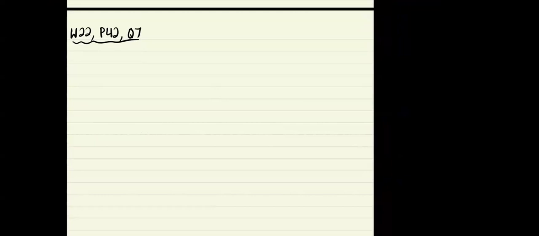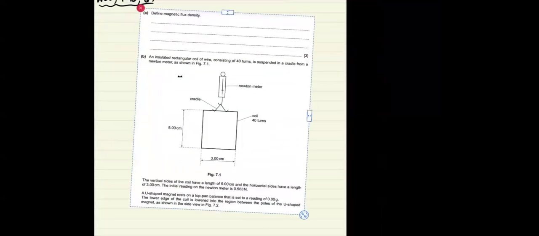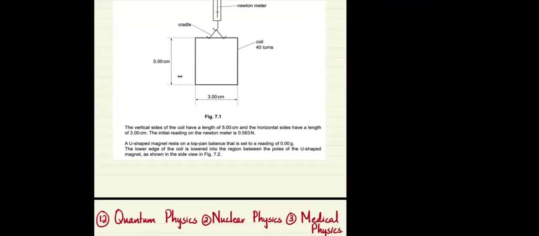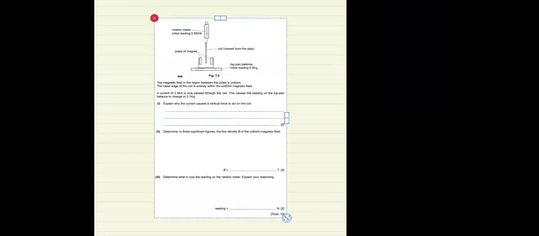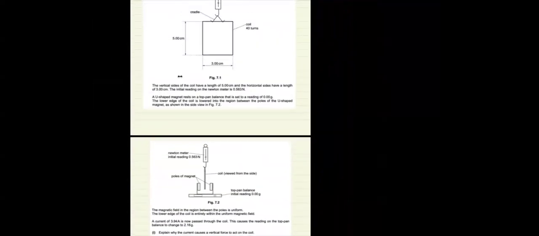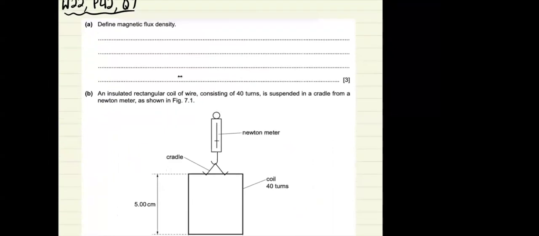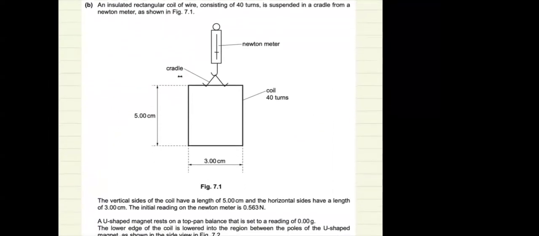Similarly, Winter 22, paper 42, question 7 was also a good one. Again, this question, I'm also pretty sure you guys have the solution to beforehand.